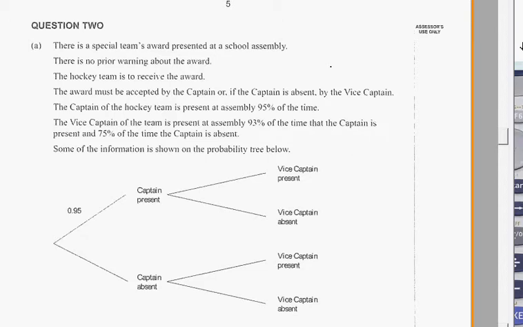Right, the 2012 external, question 2. You can pause and read the question. Have a read of it in front of you.